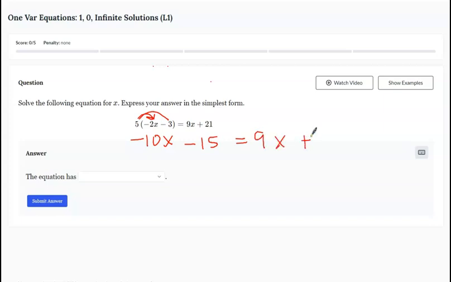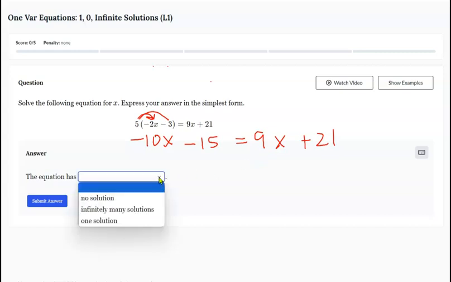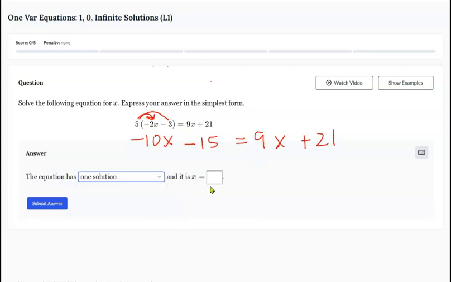And now I can decide. Do I have the same constants? Do I have the same coefficients? No. So this equation has 1 solution. And now they're asking me what it is. So I'm going to finish solving this here.